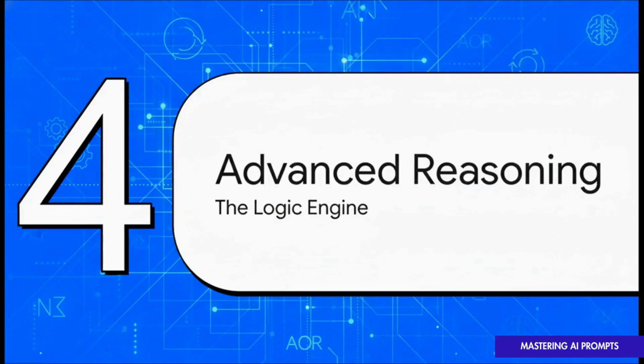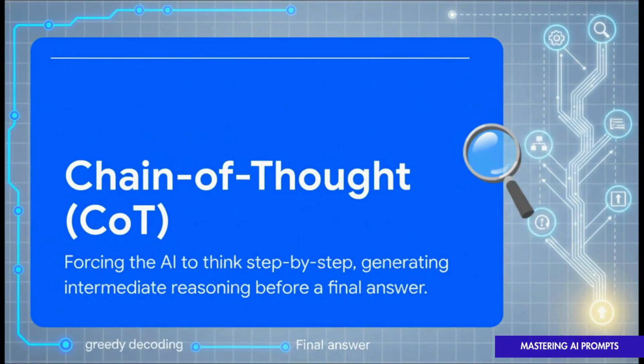Now let's escalate the complexity. Section 4. Advanced AI Reasoning and Building a Logic Engine. Standard prompting relies on something called greedy decoding, which means the model just predicts the next most likely word in a single linear path. Honestly, this is terrible for complex logic. To fix this, we use chain of thought, or COT. This is the practice of explicitly forcing the AI to think step by step and generate intermediate reasoning before it produces a final answer. It is such a low-effort prompt addition, but it serves as a foundational logic engine that forces the AI to actively validate its own work.